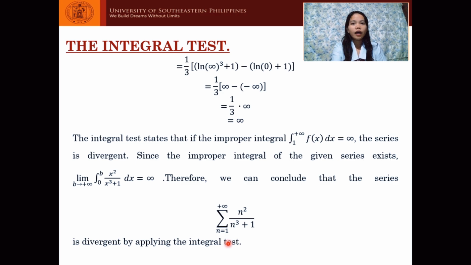Since the improper integral of the given series diverges, the limit as b approaches positive infinity of the integral of x squared over x cubed plus 1 from 0 to b equals infinity. Therefore, we can conclude that the series, the summation of n squared over n cubed plus 1, ranging from 1 to positive infinity, is divergent by applying the integral test.